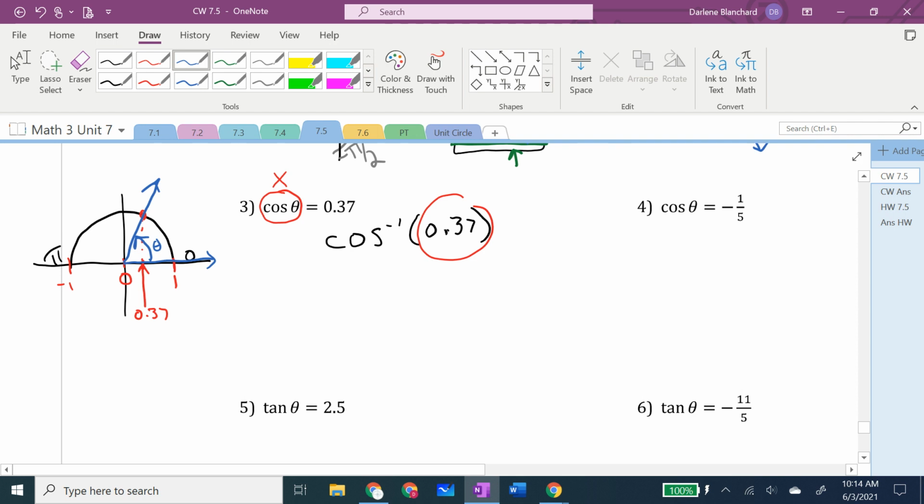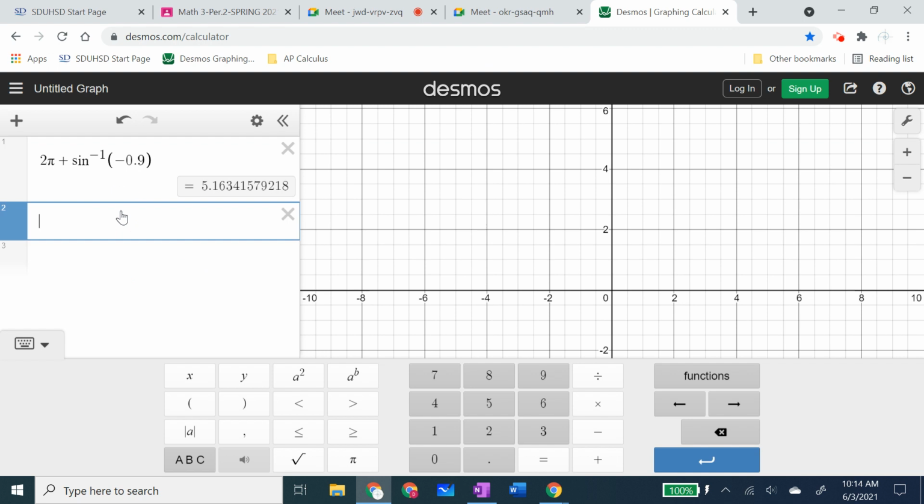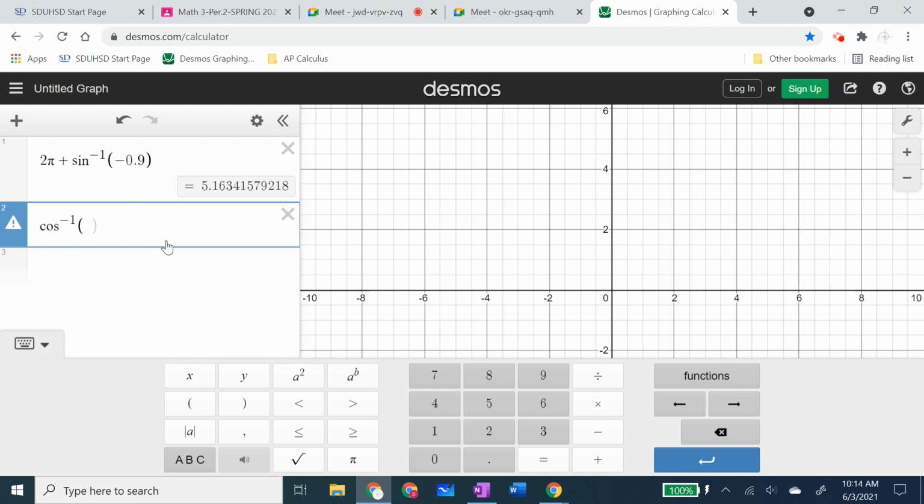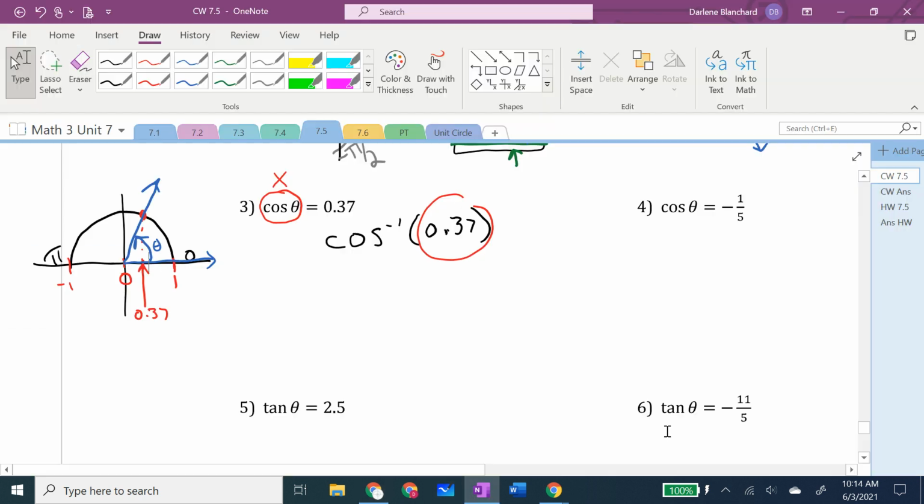So I'm going to go over to Desmos to see what that calculator tells me is inverse cosine of 0.37. And I get 1.19 is the radian measure. And that is this spot right here.